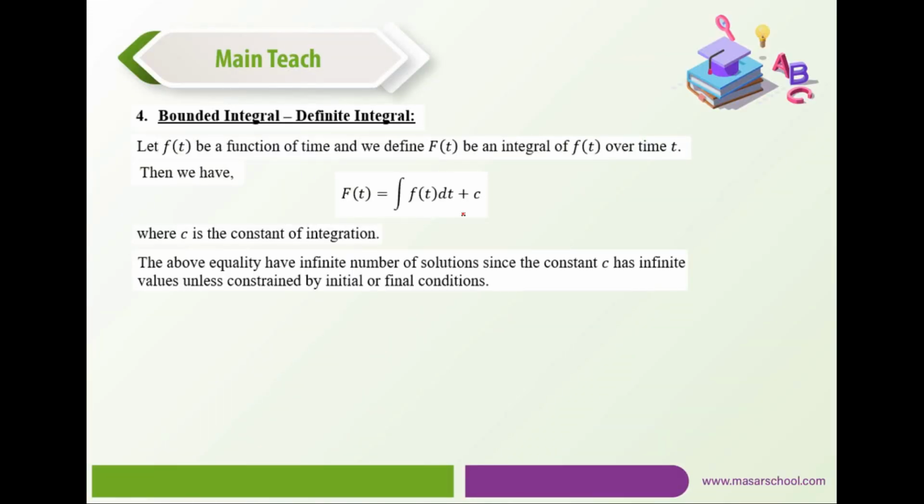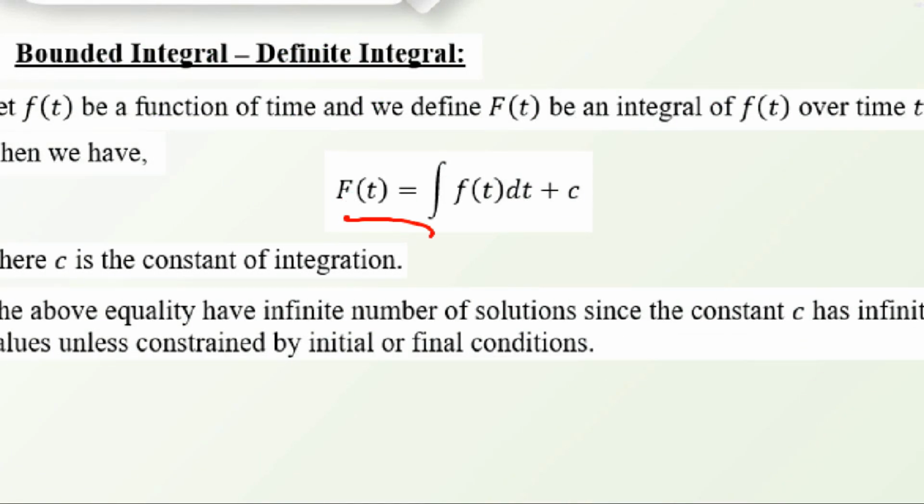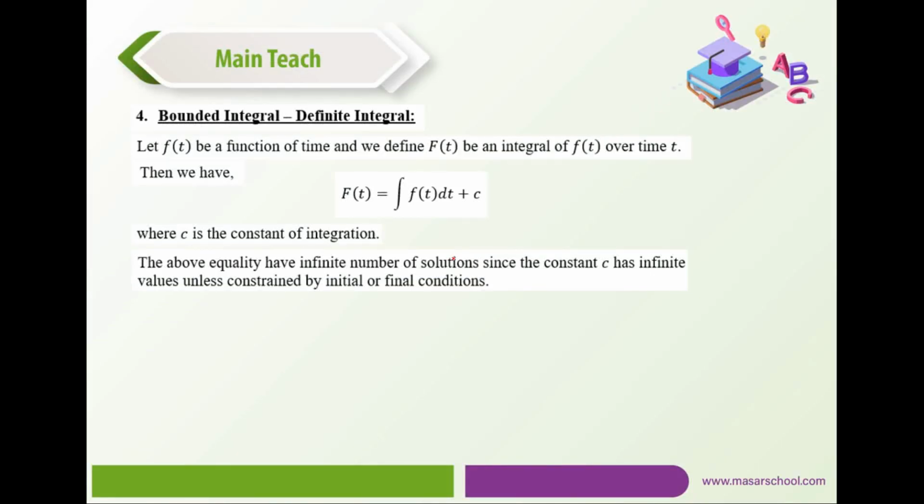The above equality has an infinite number of solutions, since the constant c has infinite values unless constrained by initial or final conditions. So c can take any value, and this depends on the dynamics or the conditions of the system itself. For this reason we say that this equation has an infinite number of solutions, because we don't yet have any conditions in order to specify the unique value of c.